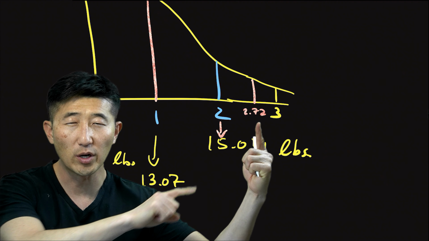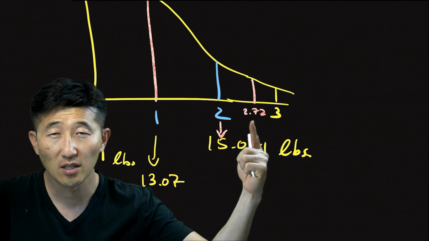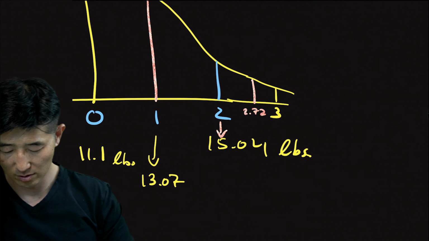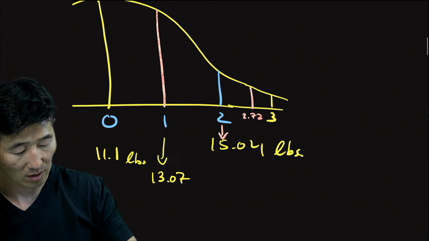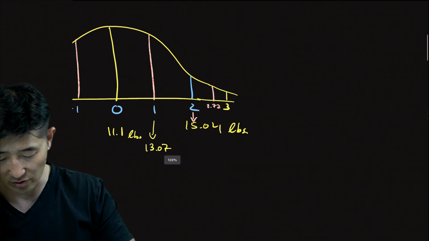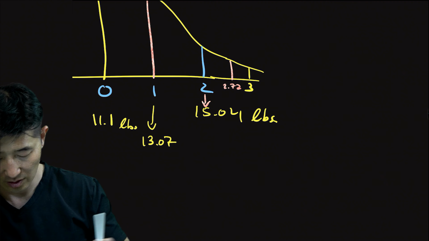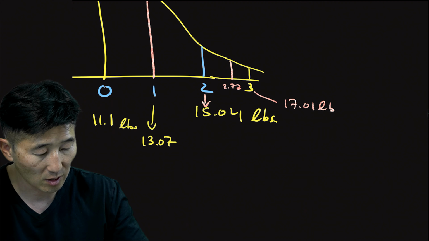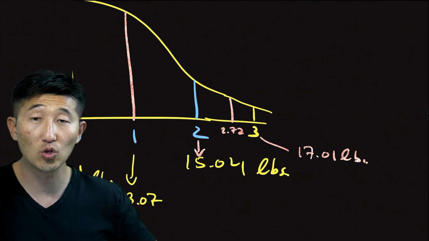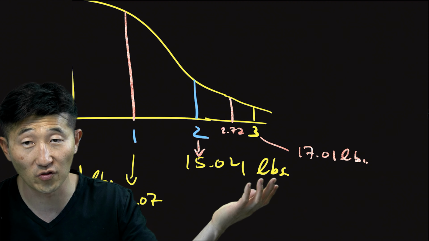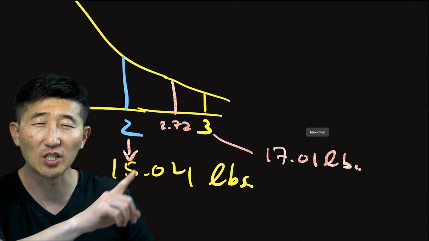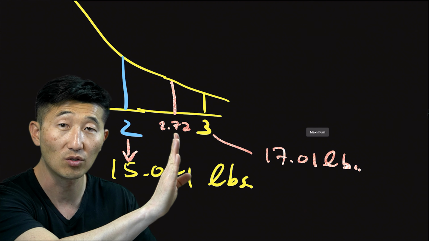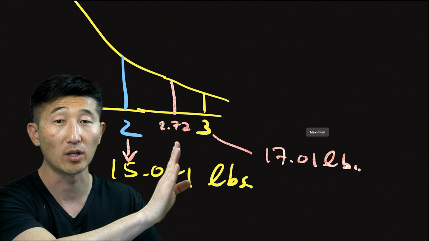But we want to know what 2.72 is. Now, do you know what 3 would be if his z-score was 3? It's 15.04 plus the standard deviation, 1.97, right? So 17.01 pounds. Yes, that is a huge cat. But when you do one standard deviation at a time, it's easy to figure out what the weight is. But what would happen if your z-score is between 2 and 3, like right here, 2.72? That's why we need to use the z formula.